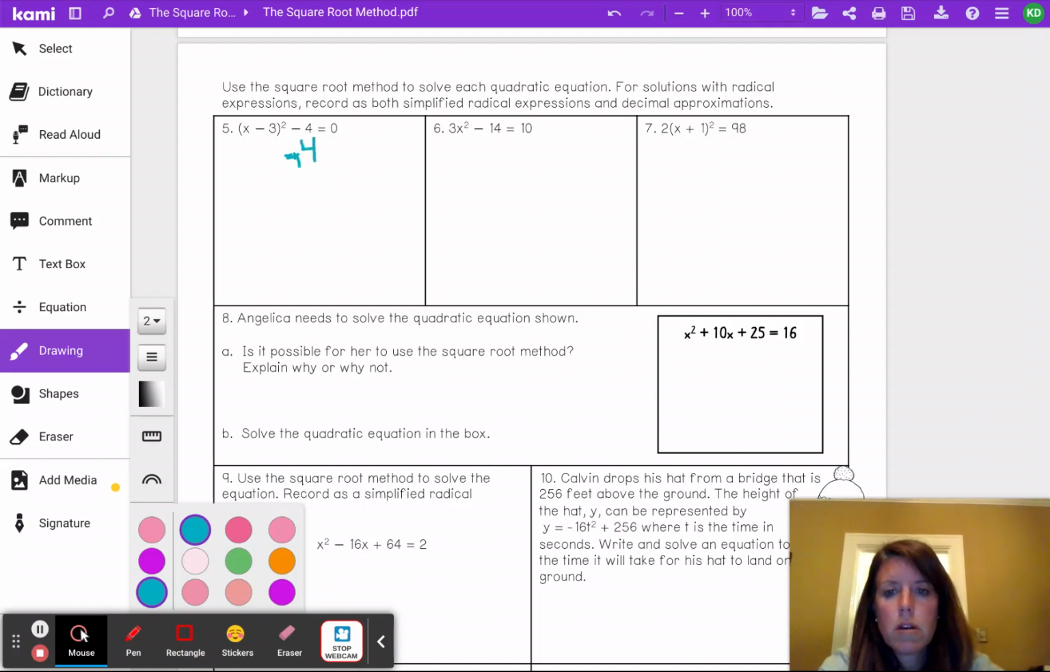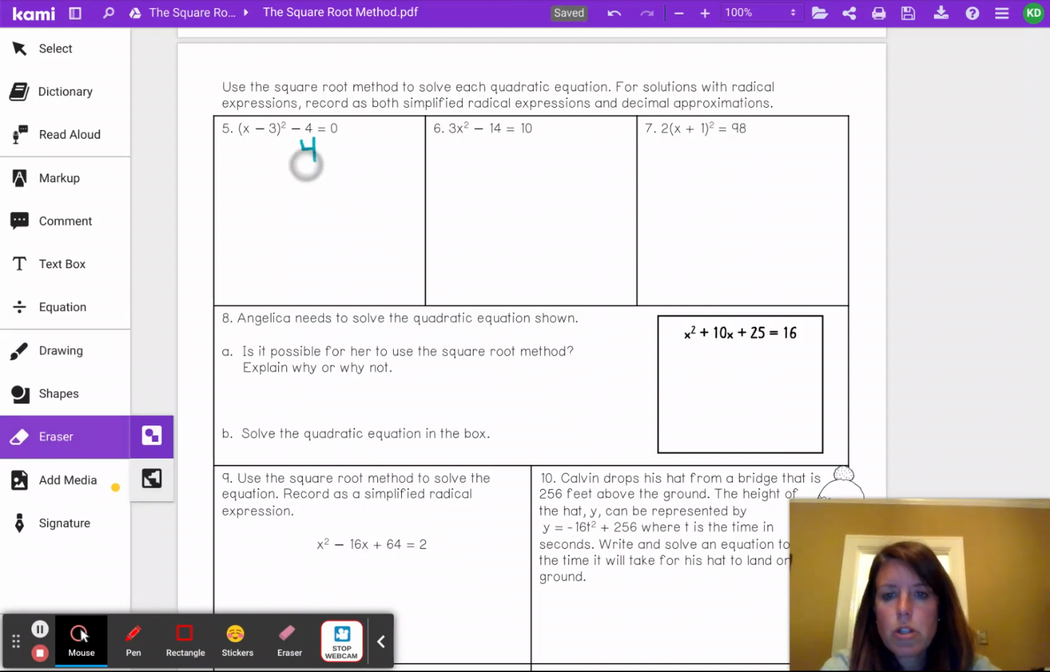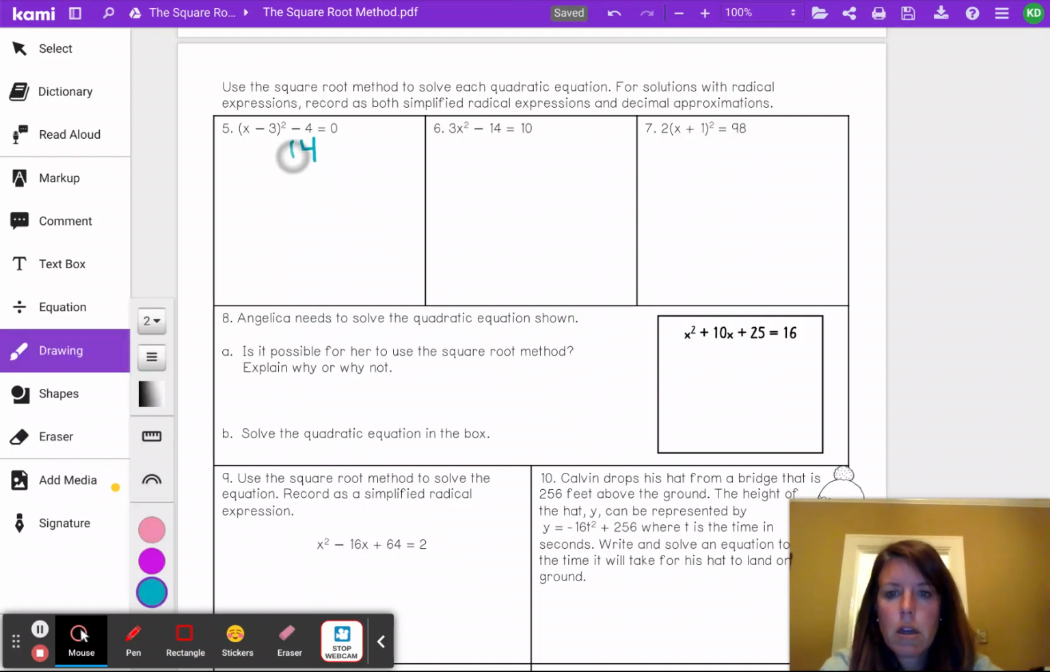So for number 5, first thing, I'm going to add 4 to both sides. Whoops. Come on. Sorry, my pointer is not working. There we go. Add 4 to both sides. Cancels it out there. And now we have x minus 3 squared equals 4.